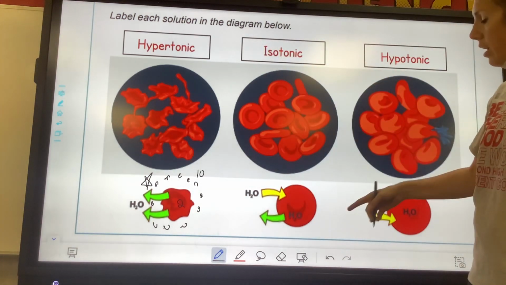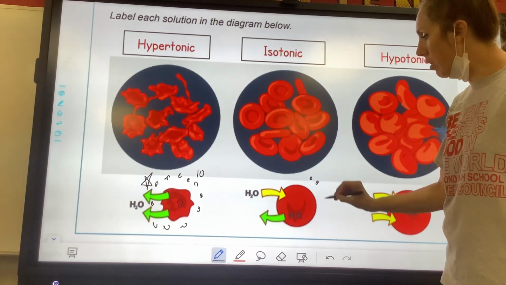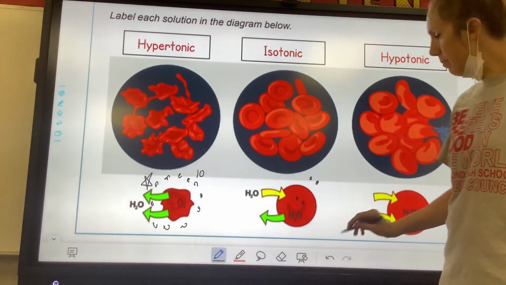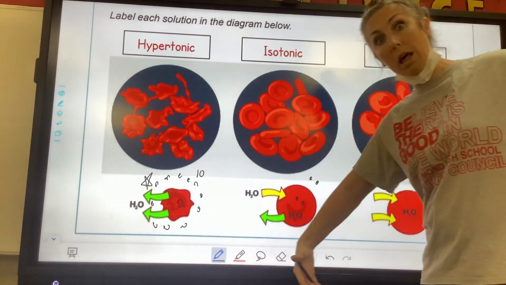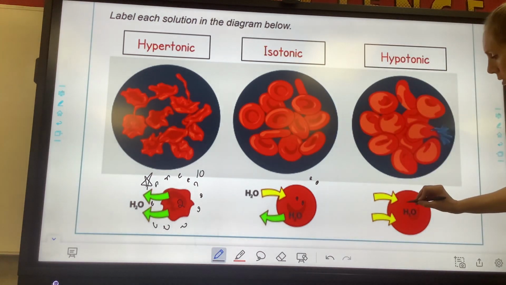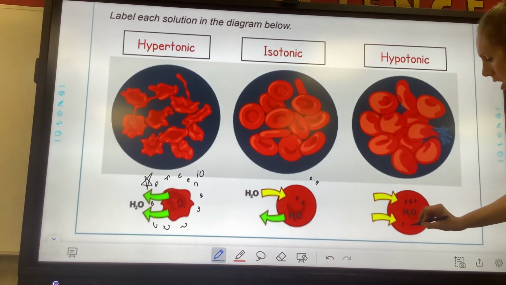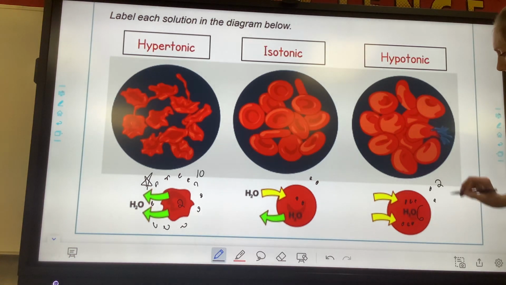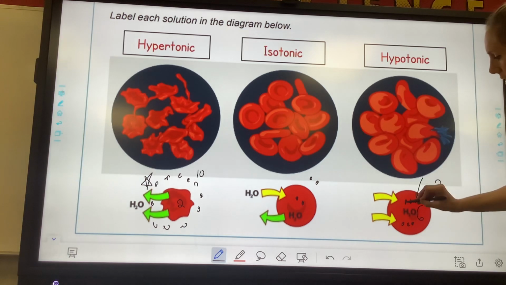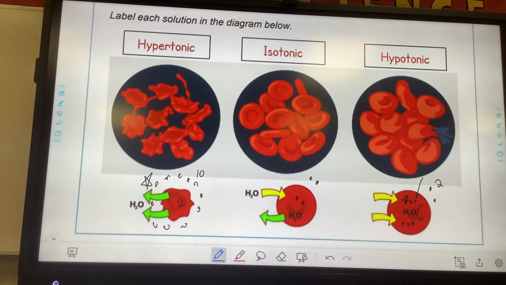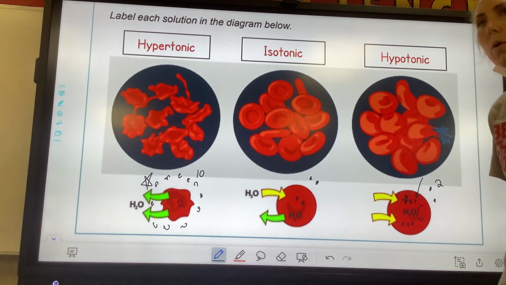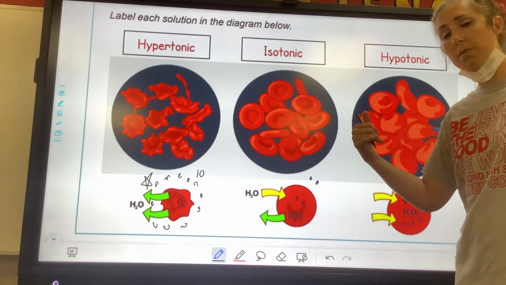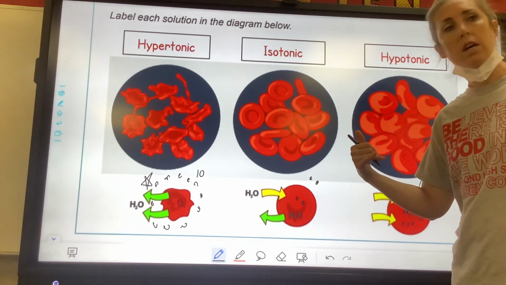Now when it's isotonic, same. This is where if there's 2 particles on the outside, there's 2 particles on the inside, any water that leaves is going to come back in. Okay, and hypo, why would you swell up like a hippo? You're full of particles. So this is like if there was, I'll write 6 particles on the inside, but only 2 particles on the outside. So the water's going to come in because that's where that party is. Okay. So you know where the water is going to go based on the amount of particles on the internal or external or intracellular or extracellular side of the cell.